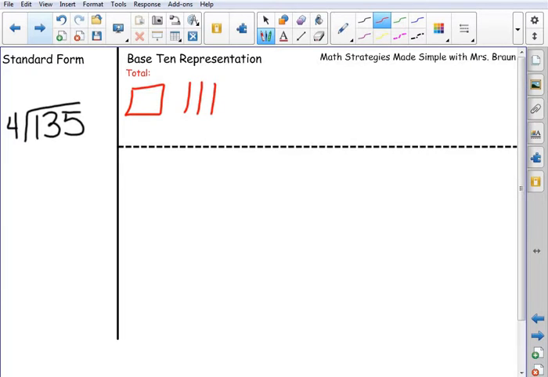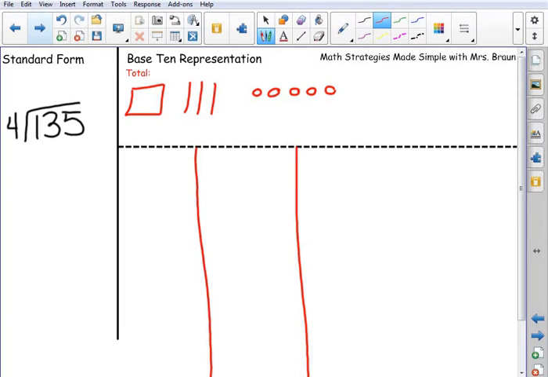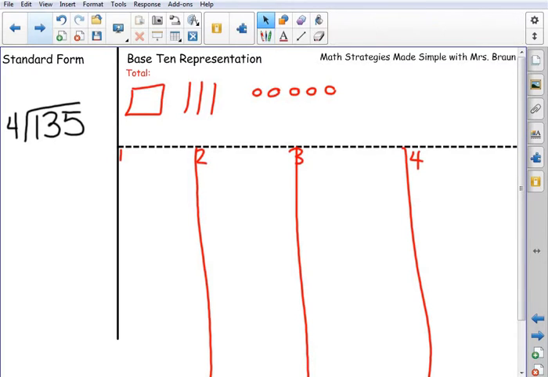So I have 100, 3 tens, and 5 ones. And I'm breaking that into 4 equal groups. So I'm going to split this into 4 groups. 1, 2, 3, 4. Okay, now I'm going to start passing them out, starting with the hundreds.